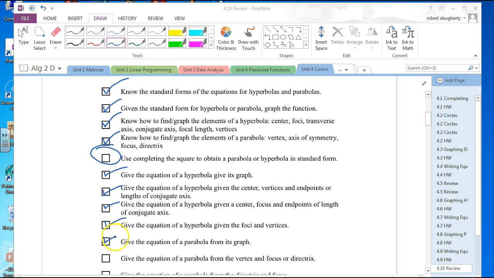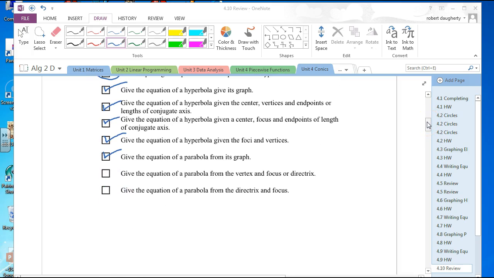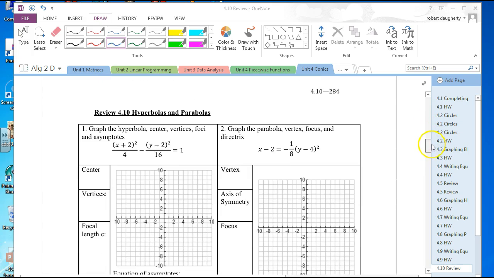Same thing with parabolas. Give the equation of a parabola by looking at its graph. Give the equation of a parabola if I give you the vertex and the focus or the directrix. Give the equation if I give you the directrix and the focus. Okay, so each of those elements, and you should be able to come back with the equation. So let's jump into the problems.